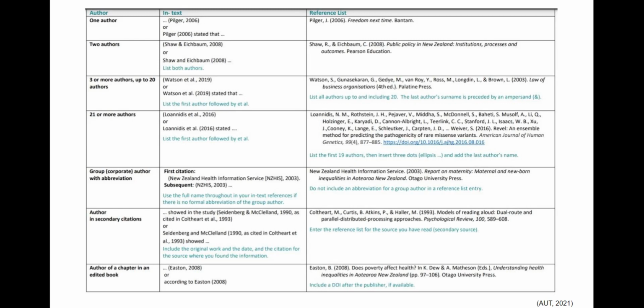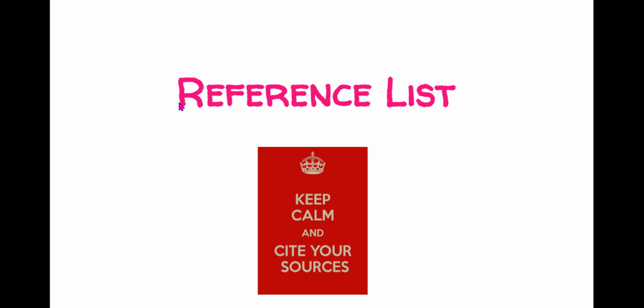So an easy way to figure out, well, how do I reference if I have more than 2 authors? The biggest change with APA 7 is that if you have 3 or more authors, anywhere between 3 and 20 authors, you can use et al. Okay, and you can have a look here and see that.